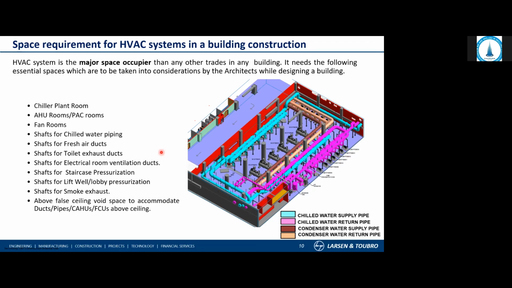Then shafts. There is a huge shaft requirement for HVAC systems, for chilled water pipes, for fresh air ducts, for toilet exhaust ducts, for electrical room ventilation ducts, for staircase pressurization system, for lift well and lift lobby pressurization system, for smoke exhaust systems. And obviously, a major and most important part is the space between the false ceiling and the true ceiling, the void space, where normally in any building the services run and are camouflaged through the false ceiling. So nice aesthetic feels can be provided by providing the false ceiling.